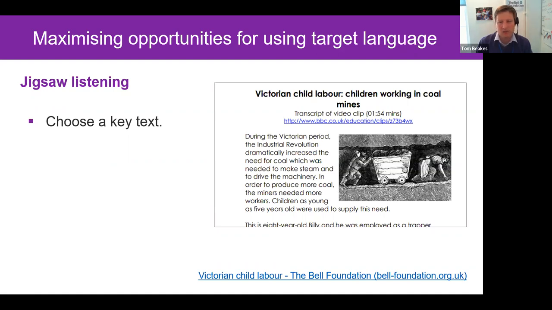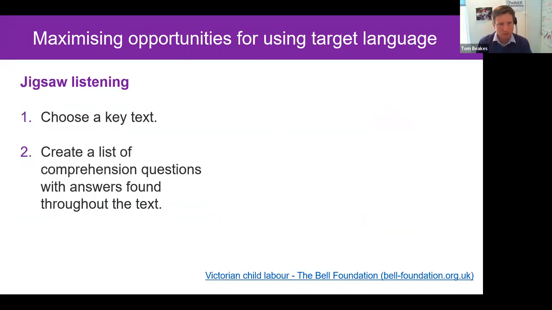But they also provide a transcript, so it could be used as either a reading or a listening activity. And the topic here, because it's a UK-based website, is on Victorians in England. And once you've selected your model, then you need to create a list of comprehension questions with answers that can be found throughout the text.